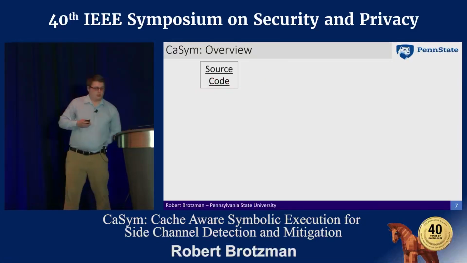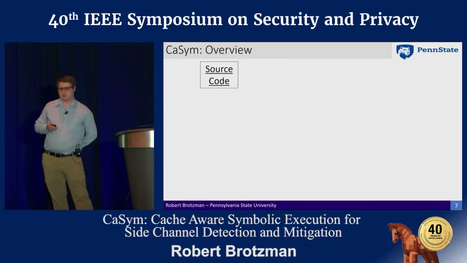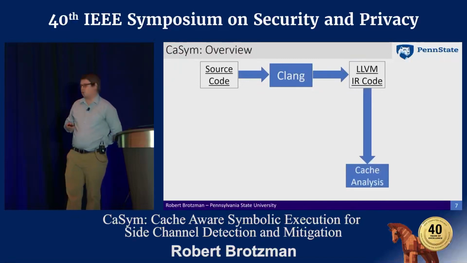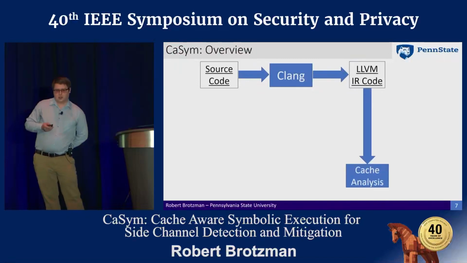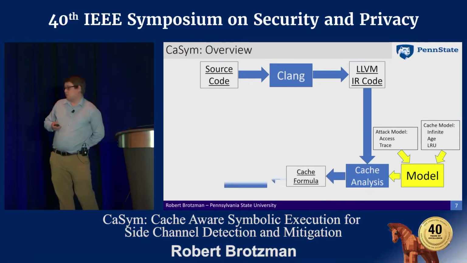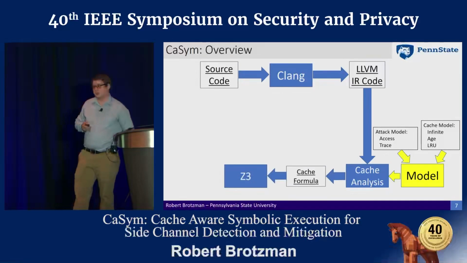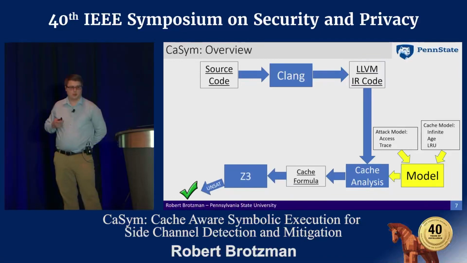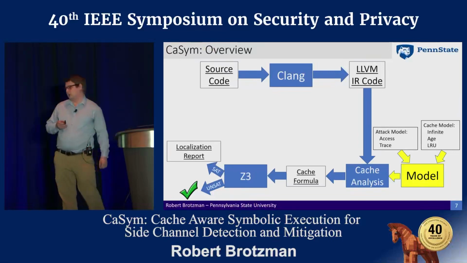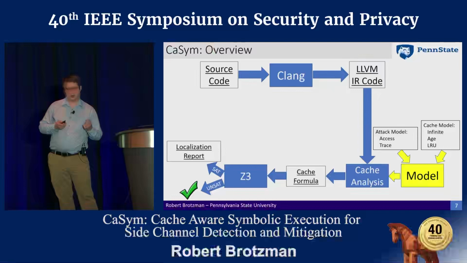As an overview, our tool takes as input a C source program and uses the Clang compiler to generate LLVM IR code. We then perform our analysis on the LLVM IR code, and we will require a model, and the model is going to include an attack model and a cache model. We'll then generate a verification condition, which will be passed on to the Z3 SMT solver. If the SMT solver reports an unsatisfiable result, that means that there's no cache-based side channel with respect to the models that were used. And if it's satisfiable, we'll generate a localization report, and the localization report will tell the user why the side channel happened and where it happened.